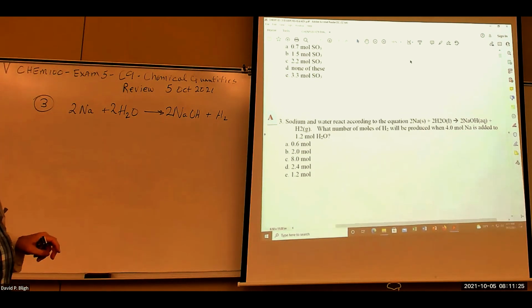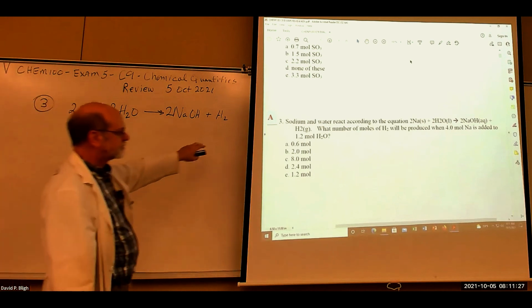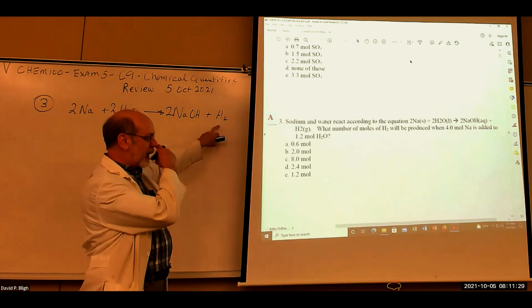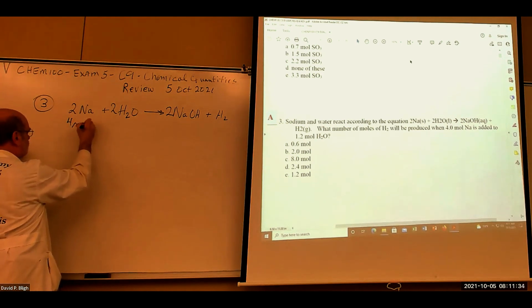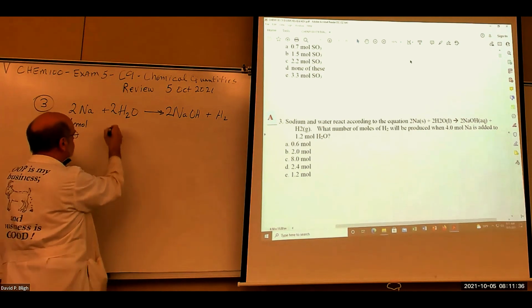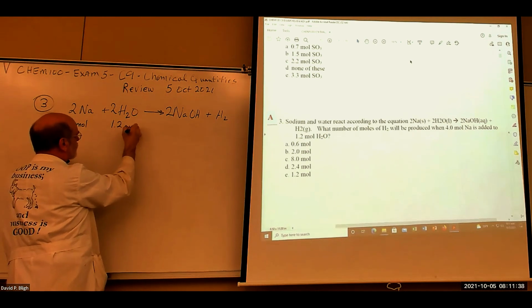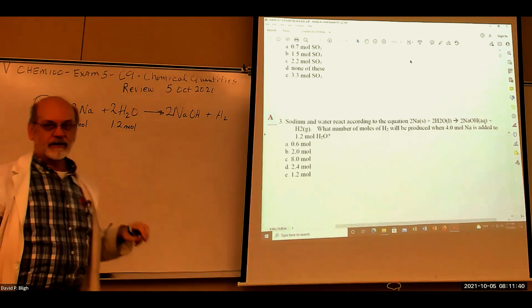What number of moles of hydrogen will be produced when 4 moles of sodium is added to 1.2 moles of water?